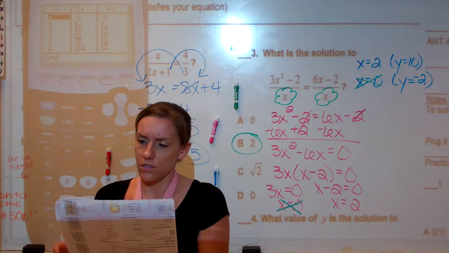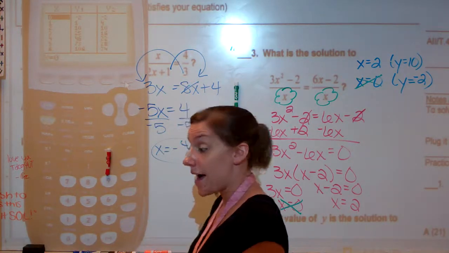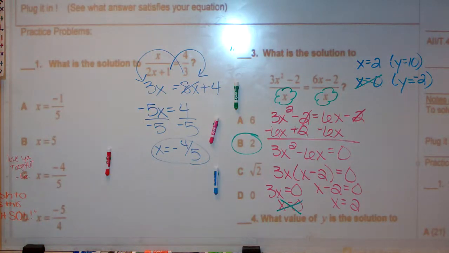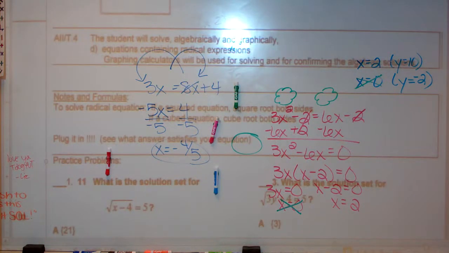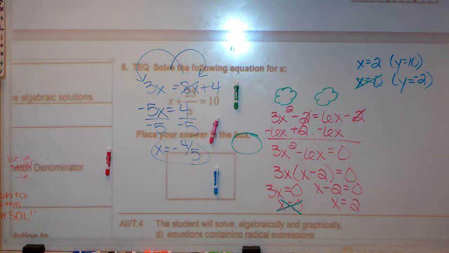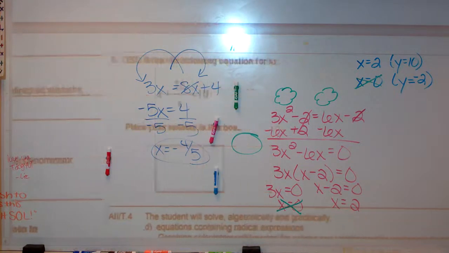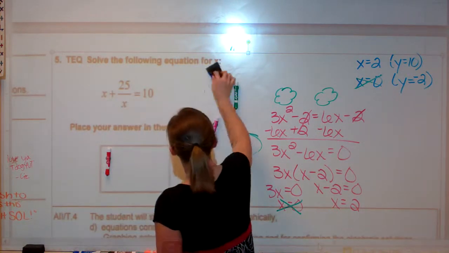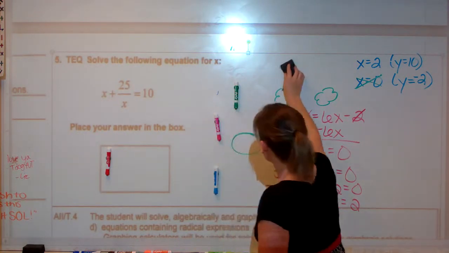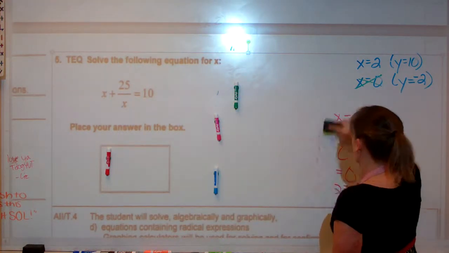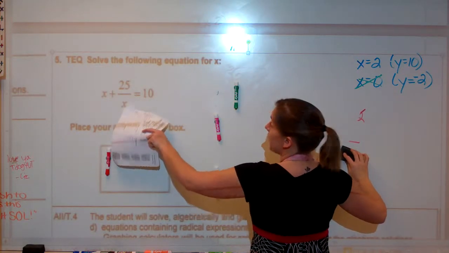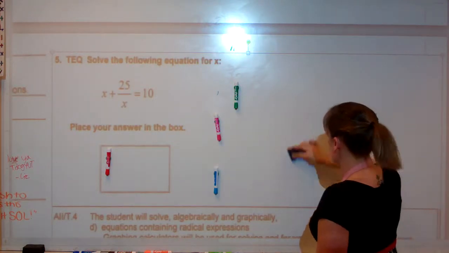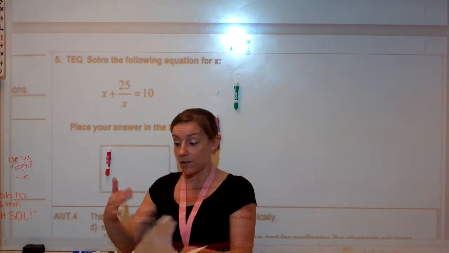Anything else? Okay, number 5 on that same page would be a great way to use your calculator. Instead of trying to solve it, you could get a common denominator of x and multiply this by x. You don't need that one, multiply that by x. Or you could actually use the idea of the calculator: where do they cross?